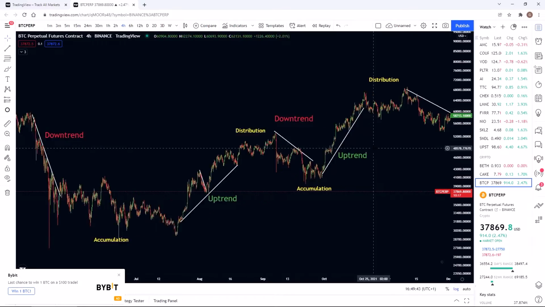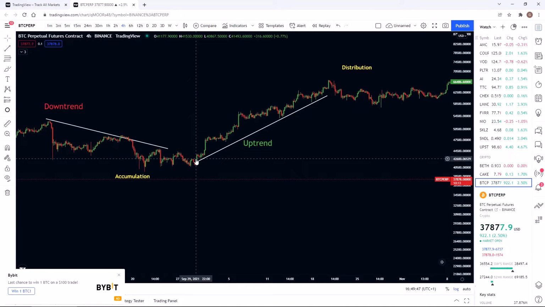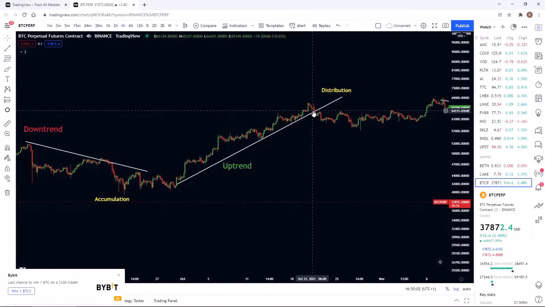Now the other trend, of course, we have is an uptrend, which we were in from September to about October. As you can see, price starts going up, it comes back to the trend line multiple times, and this is the uptrend. If we draw it a bit further, you can see here it breaks the uptrend line, and this also means the end of the uptrend.